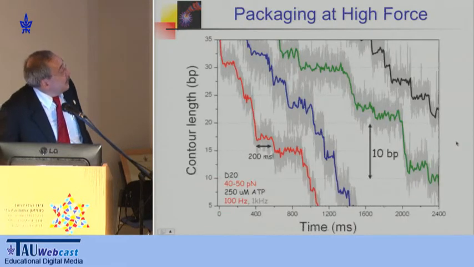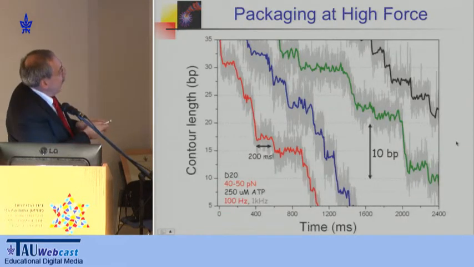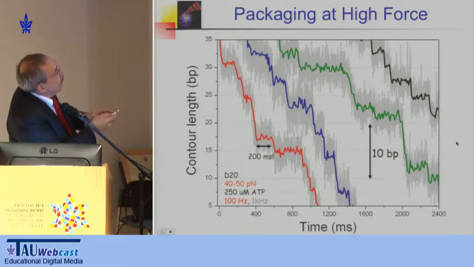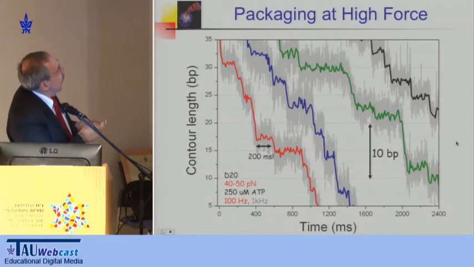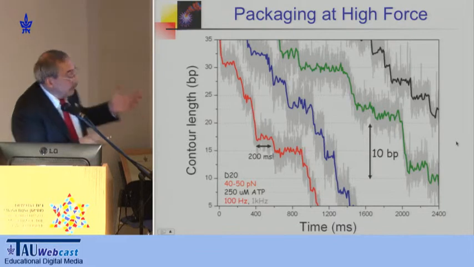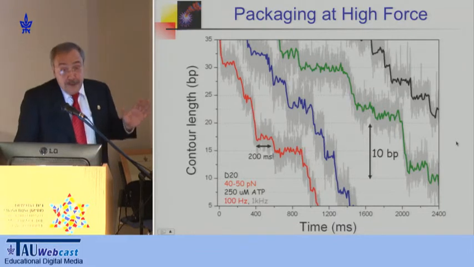We did that, and in fact here is the data. We applied forces between 40 and 50 piconewtons, and now we are able to see these sub-steps. Very clear, sometimes you see one sub-step, but sometimes you see 3 of them together, sometimes you see 2 of them together. And now the dashed lines are not separated by 10 base pairs, but surprisingly by 2.5 base pairs.